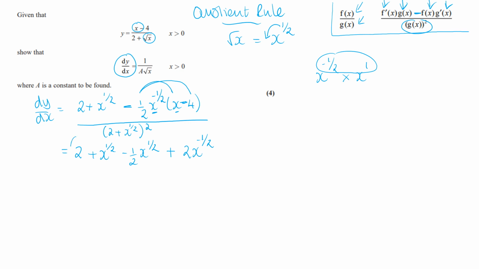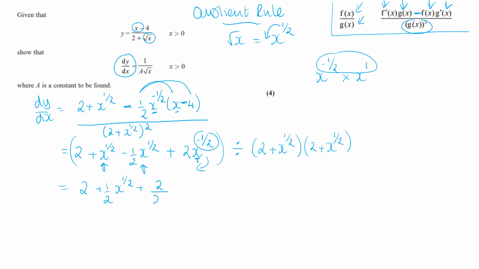Now instead of putting that denominator underneath, I'm going to write it just next door as a division, and I need to do 2 plus x to the half all squared. So I'm going to write it out and times it by itself. Now I've got a whole x to the half here minus half of the same term. So collecting like terms, you're going to have 2 plus half x to the half, plus 2 times this x to the minus a half. That means that this x will go underneath, so it'll be plus 2 over x to the half.